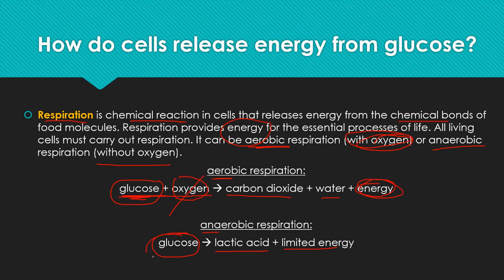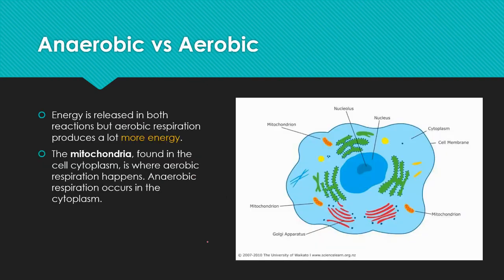So if we can't keep up with getting enough oxygen to our cells, then our bodies will carry out anaerobic respiration. Okay, so what's the difference between anaerobic respiration and aerobic respiration? Energy is released in both reactions, but aerobic respiration produces a lot more energy. So aerobic respiration is a lot more efficient.